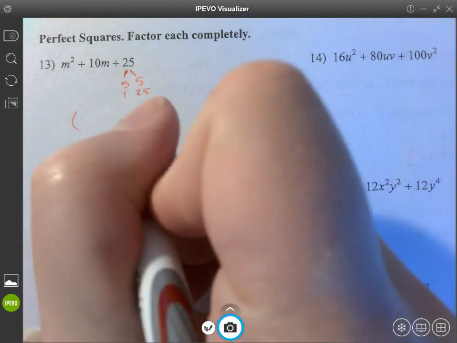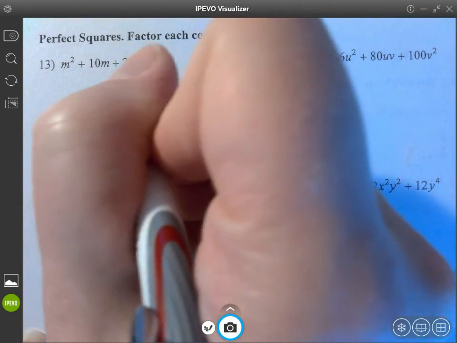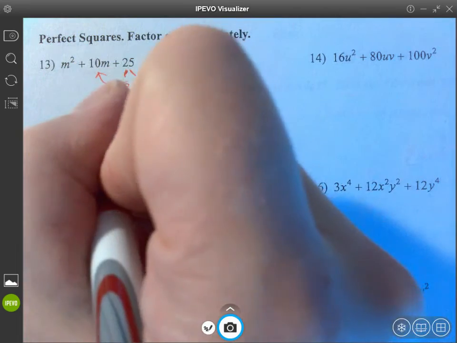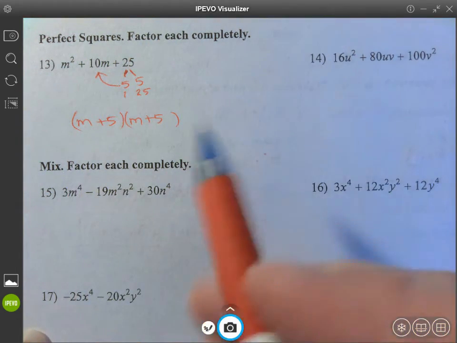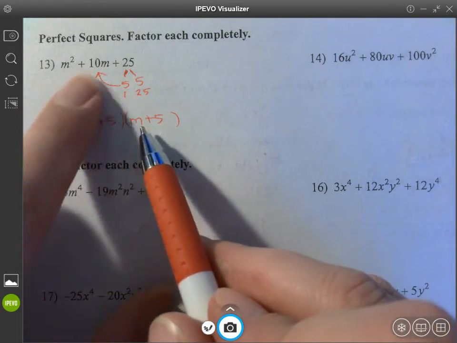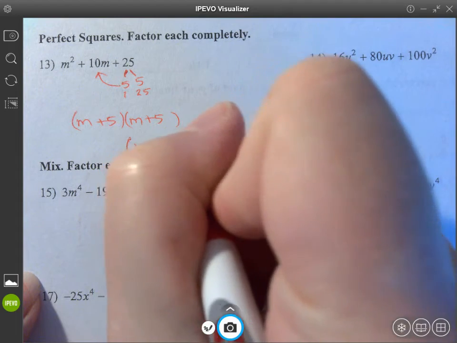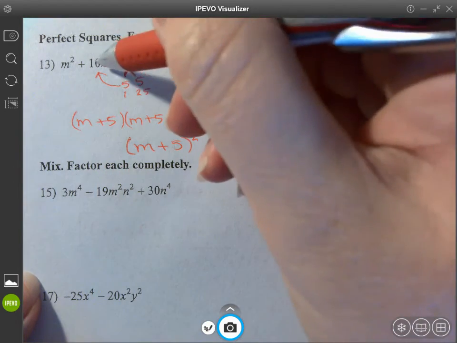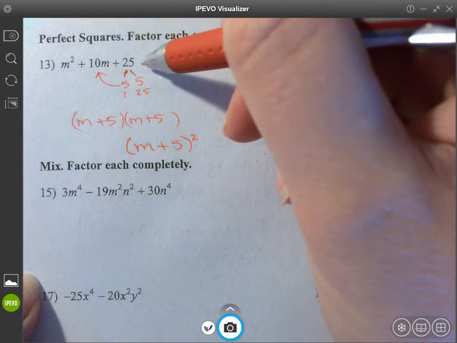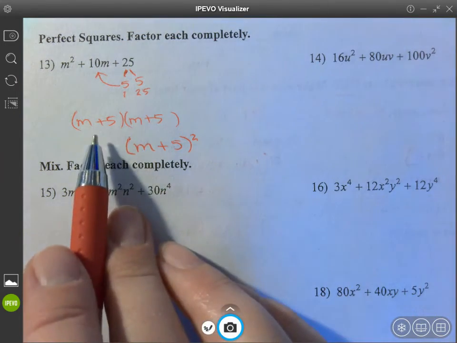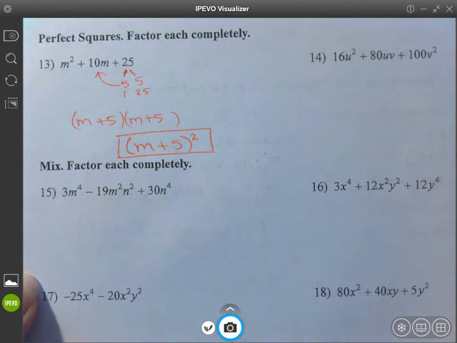Now I have to make sure that it works. So I'm going to go ahead and try it. M times M, factors of 5 that add up to 10. Absolutely. Positive 5 and positive 5. Does it give me the right middle? Yeah. 5M, 5M, 10M. But we did see some that look like perfect squares, but the middle wasn't the correct term and you had to use other factors. Like if this middle term was 26, we'd be doing 25 and 1. Anytime you have something times itself, you need to write it as the quantity squared.